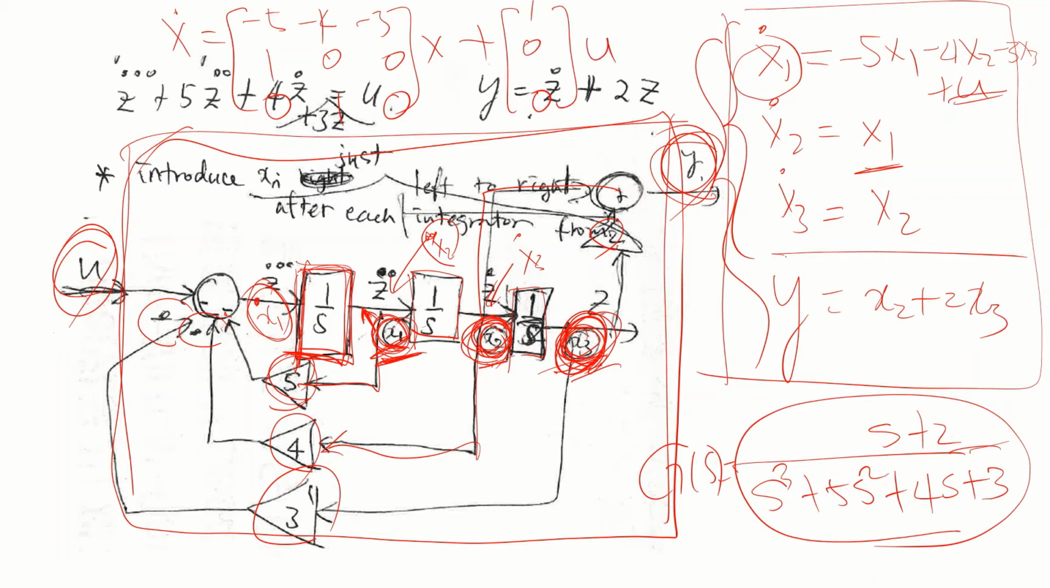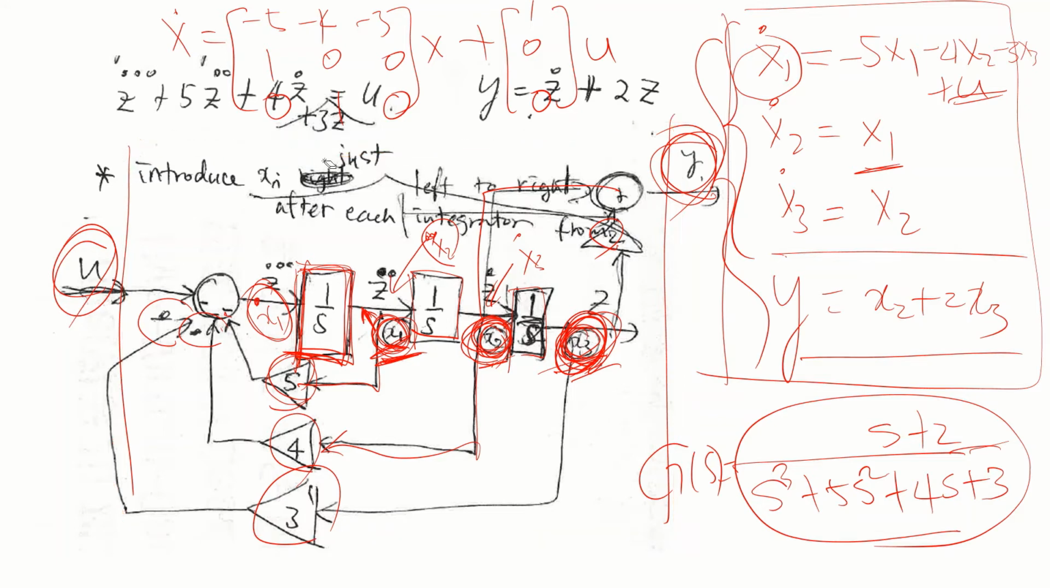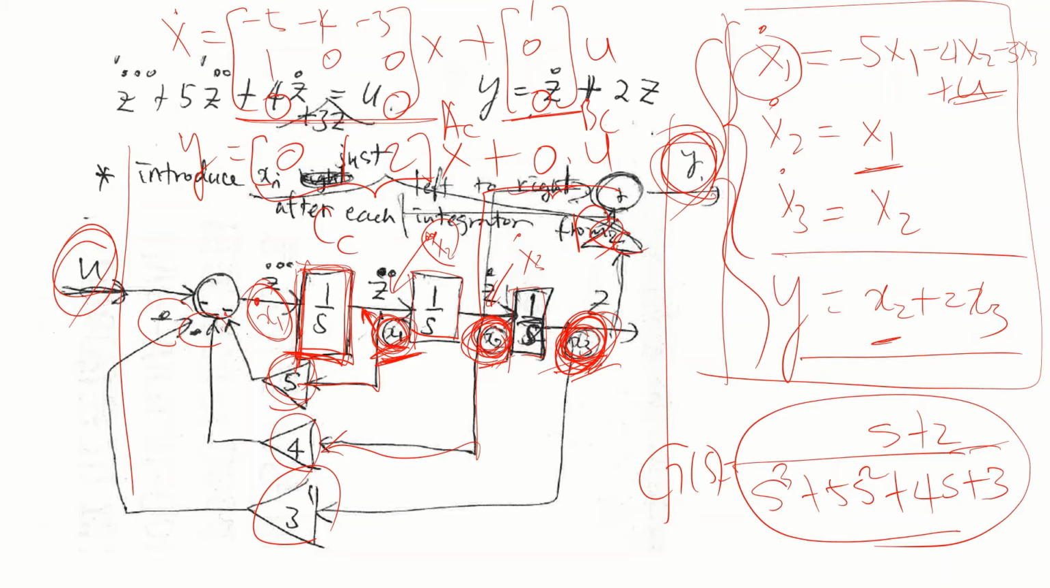Okay. How about y? y is 0, 1, 2 times x plus 0 times u. Okay, so we have AC, I have BC, and I have CC. Okay, and I have DC. So we have the ABCD matrices. Okay, so what is special about these realizations?